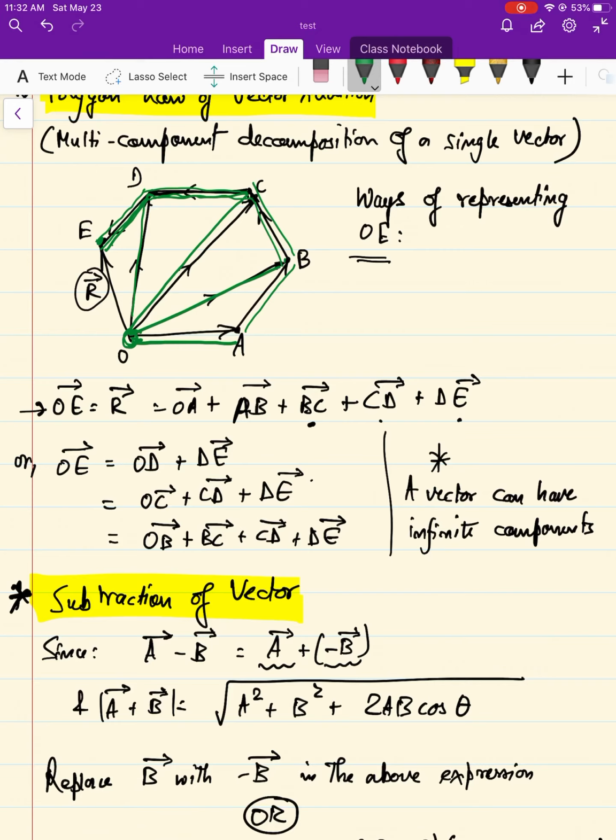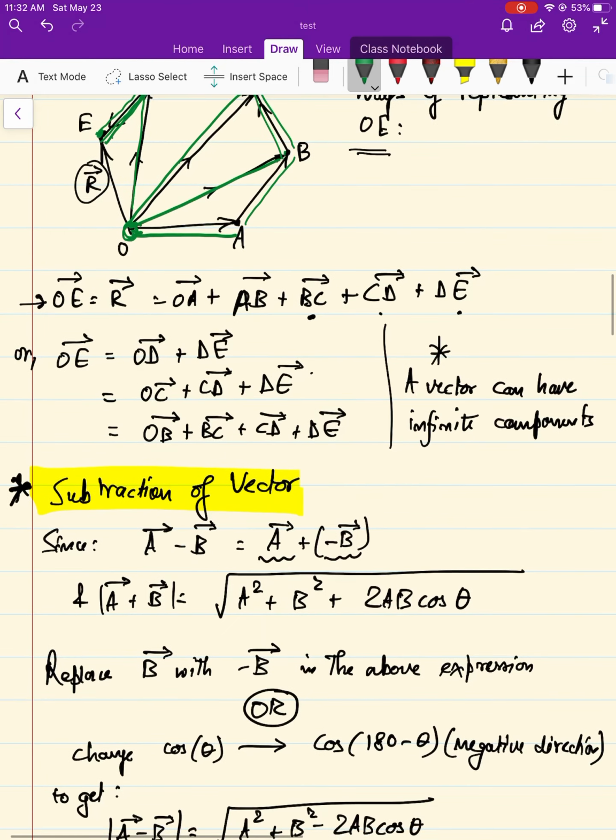But my point was to show that one vector can be resolved into a number of components, although this might not be in the orthogonal or rectangular system of coordinates that you're considering. Once again, a vector can have infinite components.